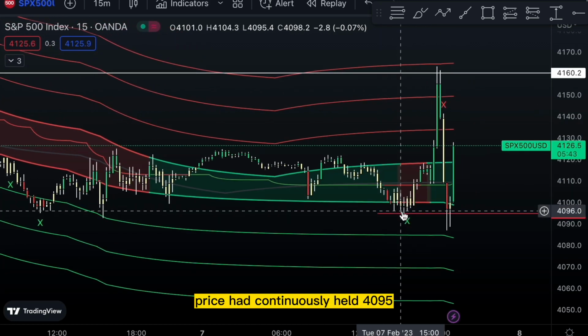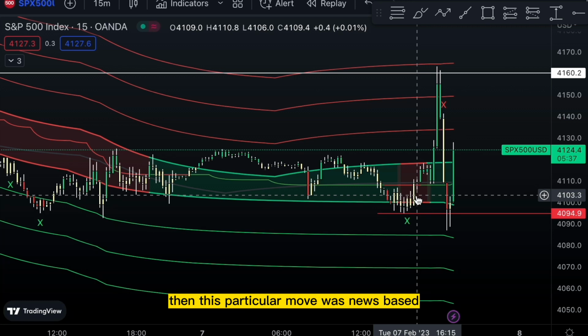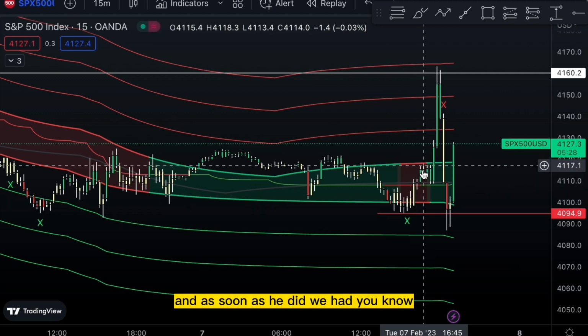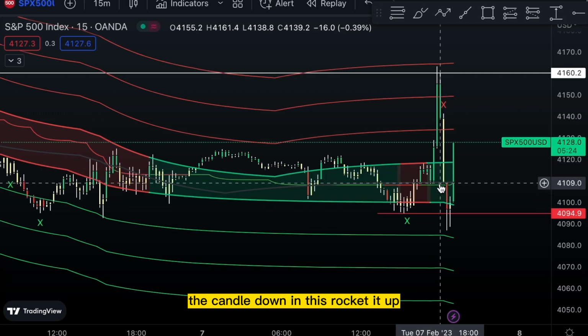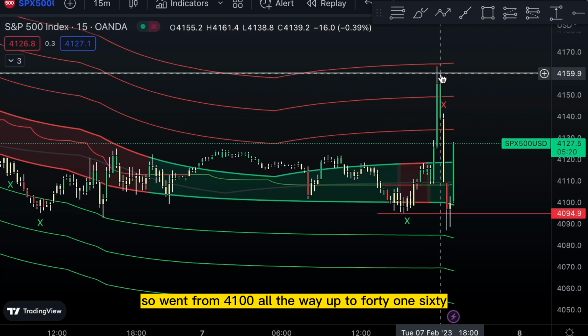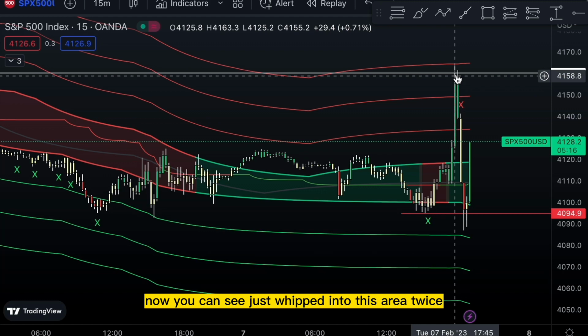Price had continuously held 40.95, just kept bouncing into it. Then this particular move was news-based. Jeremy Powell was speaking at 12:40 p.m. today, and as soon as he did, we had the candle down and just rocketed up. So it went from 4,100 all the way up to 4,160. Now, as you can see, it just wicked into this area twice.